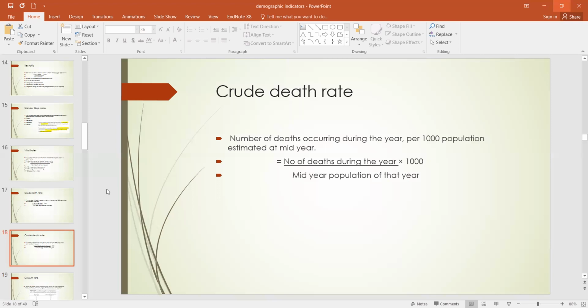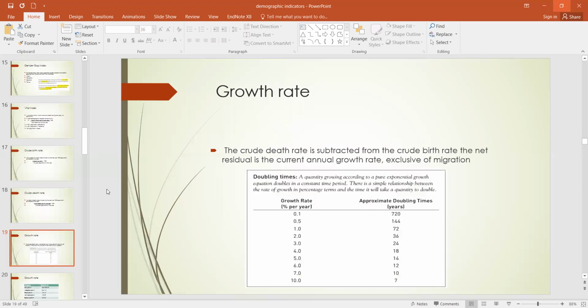Now comes the crude death rate. Number of deaths occurring during the year per 1,000 population estimated at mid-year. And the formula for the calculation of crude death rate is the number of deaths during that year divided by the mid-year population of that year, and multiply by 1,000.